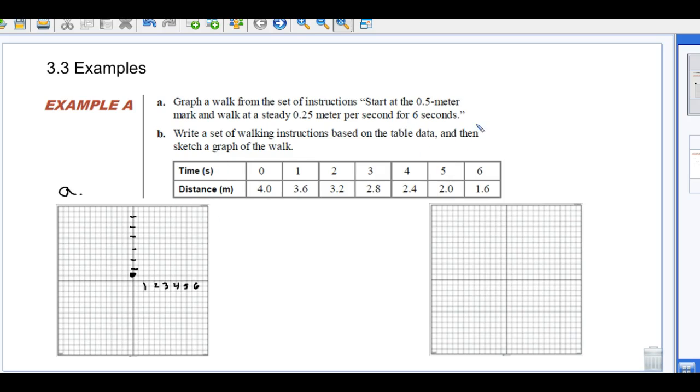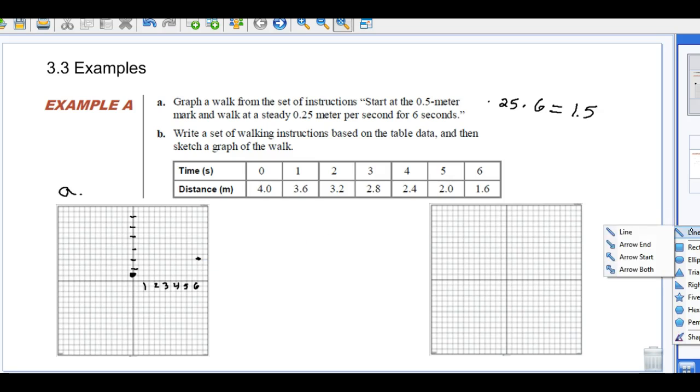So if we do 0.25 times 6, that's 0.25 meters per second for 6 seconds. That's going to give us 1.5 meters. So that means I have to go from 0.5 up to 2 in 6 seconds. So here's my 2, here's the 6. I've got the starting point and the ending point, and now all I have to do is connect those with a line. We start here and we go that way. And there you go. That's it.